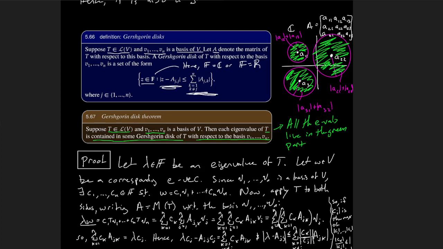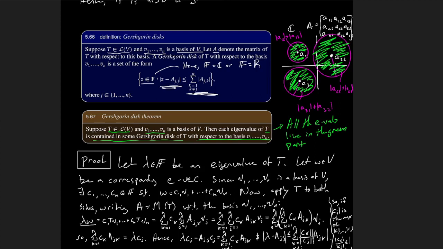This one is really great if you want to, for example, check if a matrix is invertible. For instance, if you can show that 0 doesn't lie in any of the Gershgorin disks, then certainly 0 can't be an eigenvalue, right? So sometimes this is a really easy way to show that something's invertible.